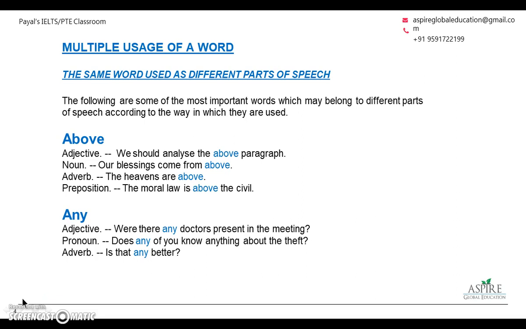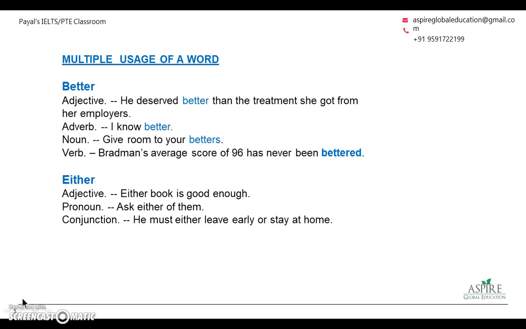Let's look at the word any. Were there any doctors present in the meeting? The word any is defining the word doctors, so it's acting as an adjective. Does any of you know anything about the theft? So here any is referring to a pronoun. Is that any better? So here there is no noun that it would describe, so it is probably describing the adjective. So the word any is used as an adverb.